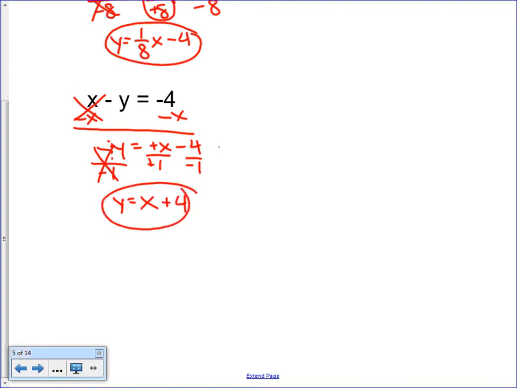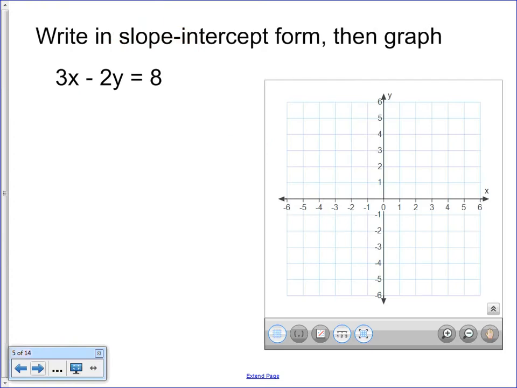So basically what we did from the -y equals -x minus 4, when you divide by -1, basically you're flipping all the signs. So that's where we got that answer.